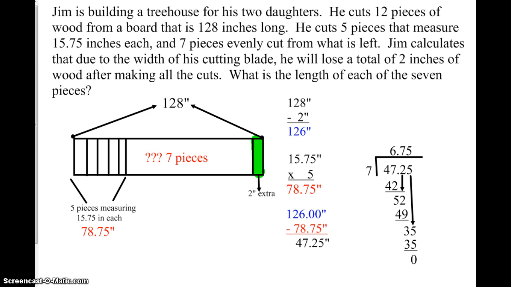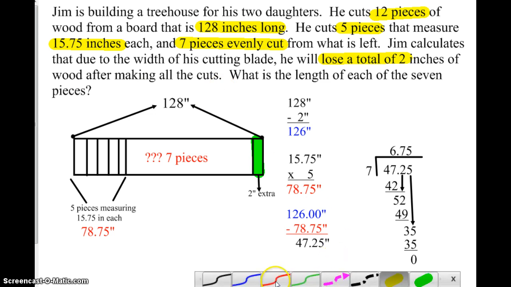Jim is building a treehouse for his 2 daughters. He cuts 12 pieces of wood from a board that is 128 inches long. He cuts 5 pieces that measure 15 and 75 hundredths of an inch each, and 7 pieces are cut evenly from what is left. Jim calculates that due to the width of his cutting blade, he will lose a total of 2 inches of wood after making all the cuts. What is the length of each of the 7 pieces?